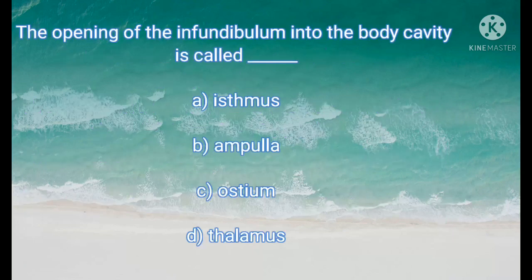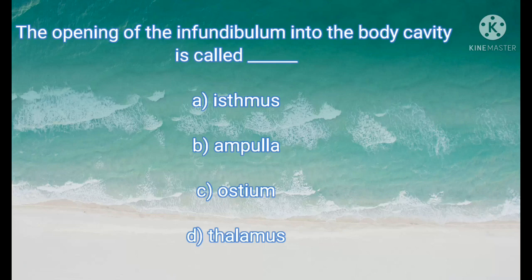Here the next question is, the opening of the infundibulum into the body cavity is called as. Infundibulum into body cavity is called as. The first is the isthmus, second is the ampulla, third is the ostium, and last is the thalamus.